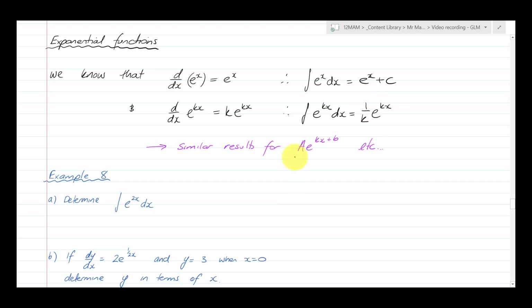And of course you get similar results here. The b doesn't really affect anything, it stays in the power. The constant is like the constant we've been dealing with in previous exercises. So this is quite nice and quite easy, and probably easier than polynomials really.